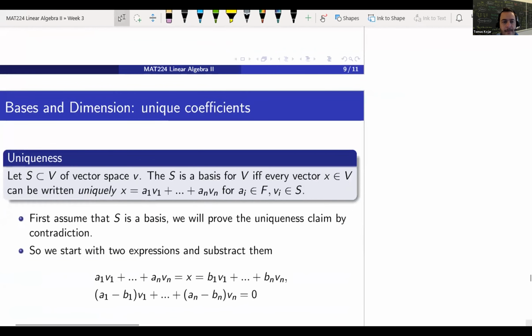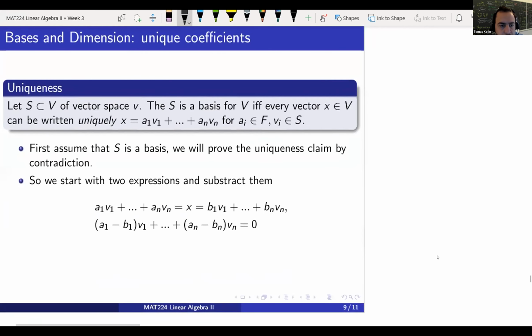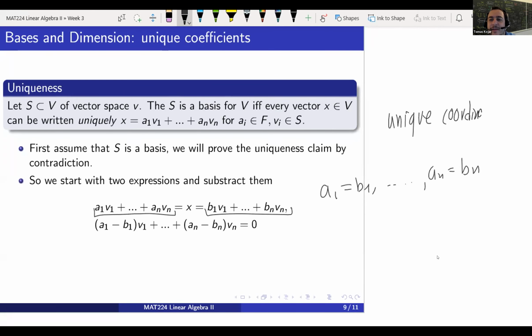So if you have two expressions with A_i and B_i, we claim that we get that A1 is equal to B1 and A_n is equal to B_n. Okay, so there's uniqueness in the expression, which is very important because we want to have unique coordinates. I mean, in applications, it's very important that you have a consistent representation for your data. Yeah, okay.